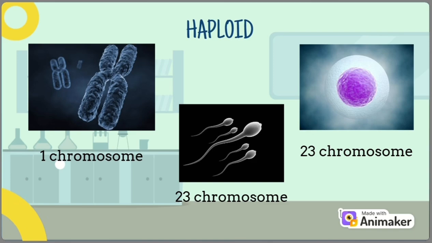Each haploid cell has 23 chromosomes. These cells are sperm in males and eggs in females. Then, when combined during fertilization, they restore the diploid chromosome number. This ensures genetic diversity and stability. This process is crucial for maintaining the correct chromosome count in an organism.